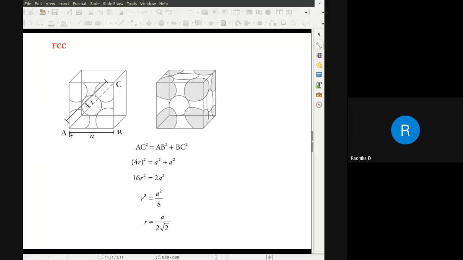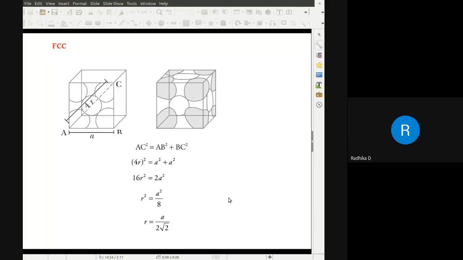So now your triangle ABC is very simple. It's very easy to write in Pythagoras theorem form. So I'll get AC square is equal to AB square plus BC square. But 4r the whole square is a square plus a square. I just put it in and rearrange. I will get this relation: r is equal to a by 2 root 2. Same way as we did for BCC, we have to find the packing factor.